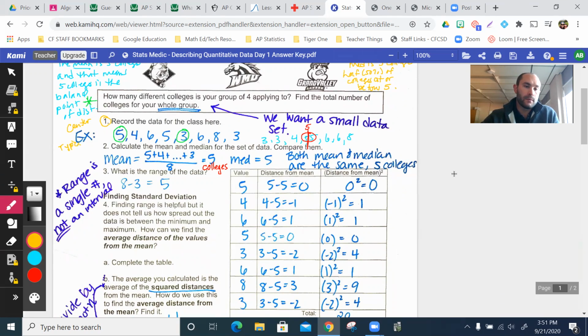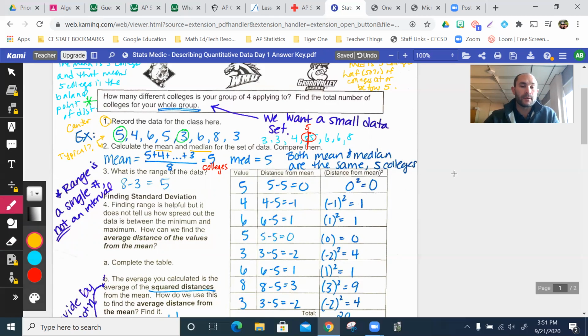Sorry, that's in the... That's what the center is asking: what's a typical number of colleges? That's what we want to know. That's what these questions are talking about here. Record the data, but then the mean and median, these are measures of center, how you provide some sort of statistic that says this is the typical area of our distribution.